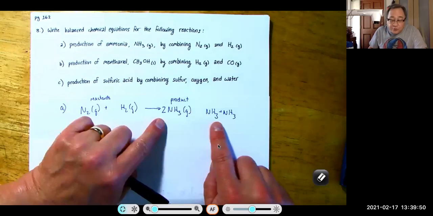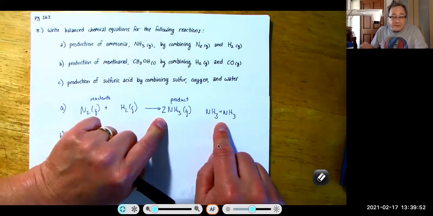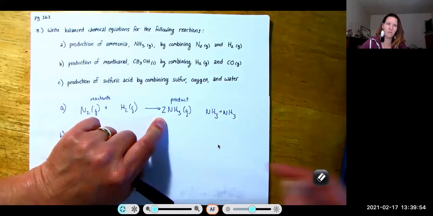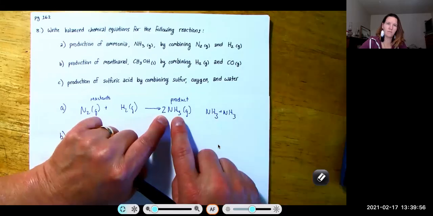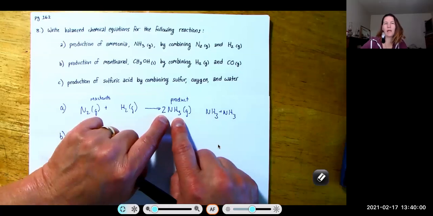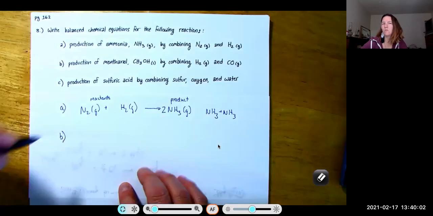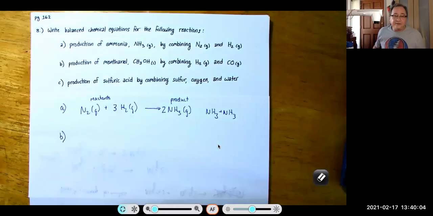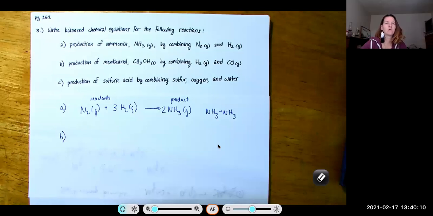Another way to do 3 plus 3 is 3 times 2. So if you take the coefficient and multiply by the subscript, that tells you how many. So you want to put a 3 on the H2? And you're done. Perfect.